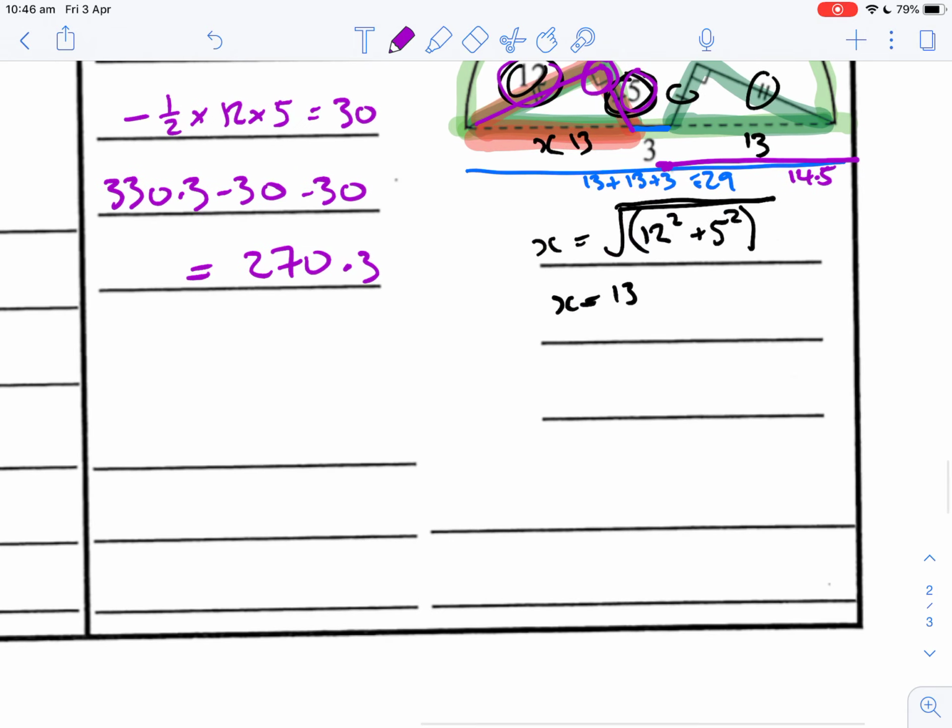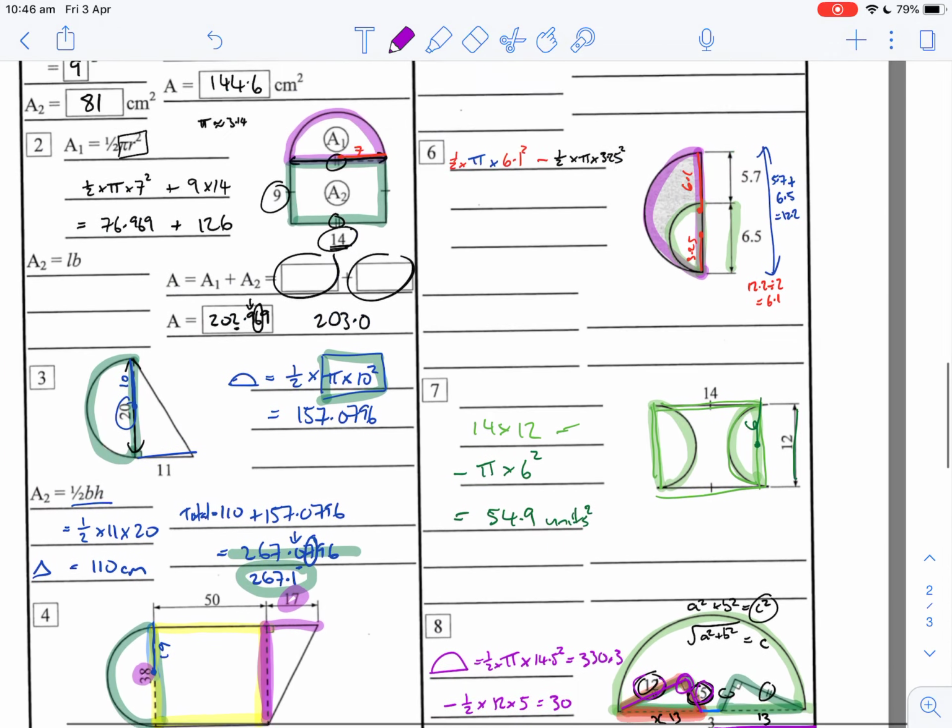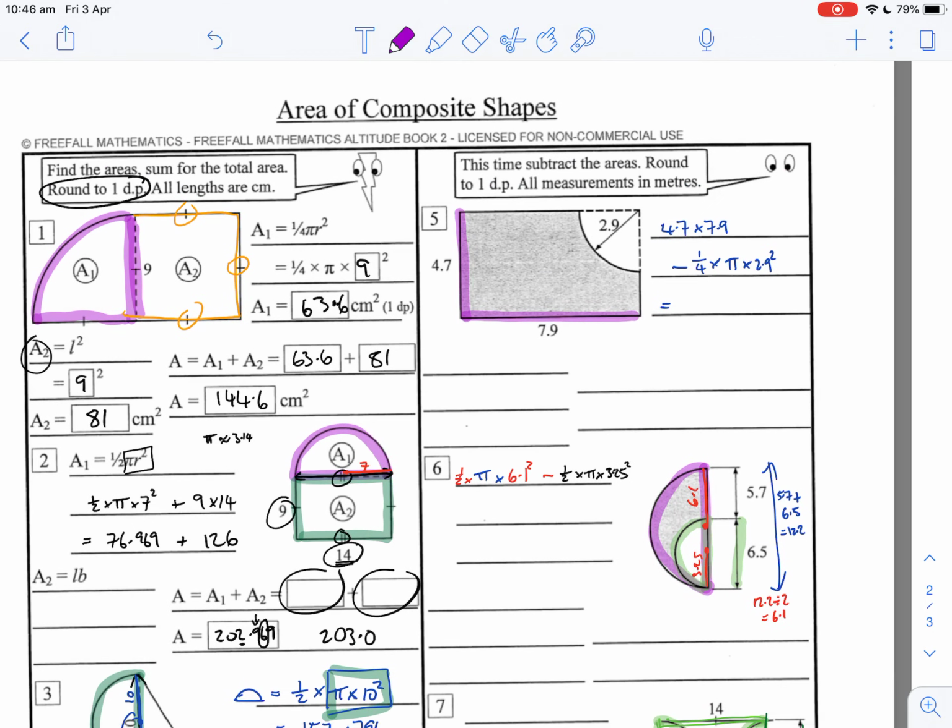And there's no units again, so that's all we need to do. So there we go. I hope that was useful. Don't forget to have a go at the practice test as well.